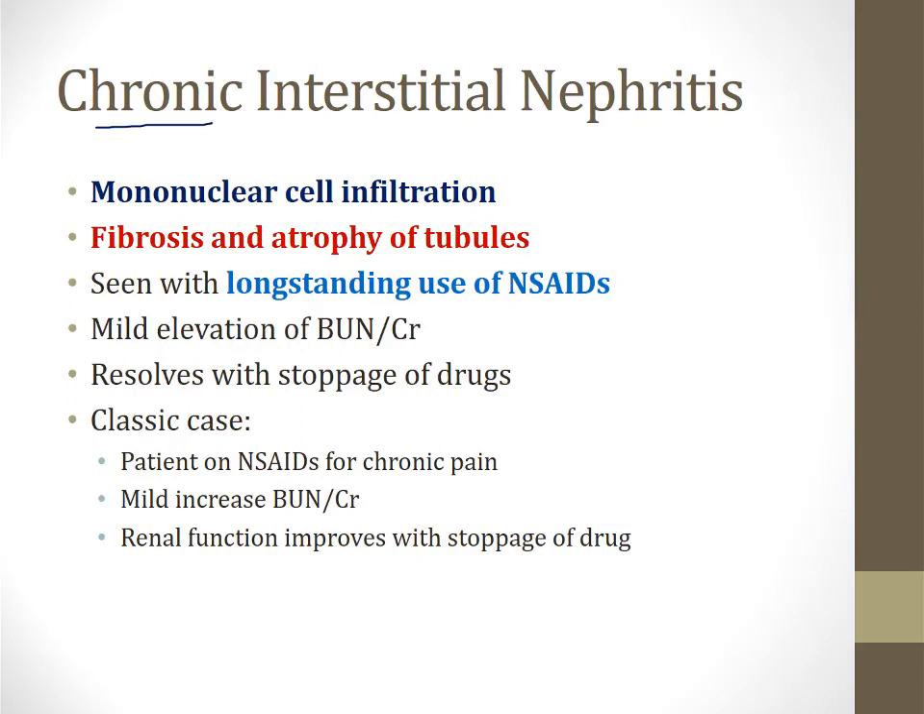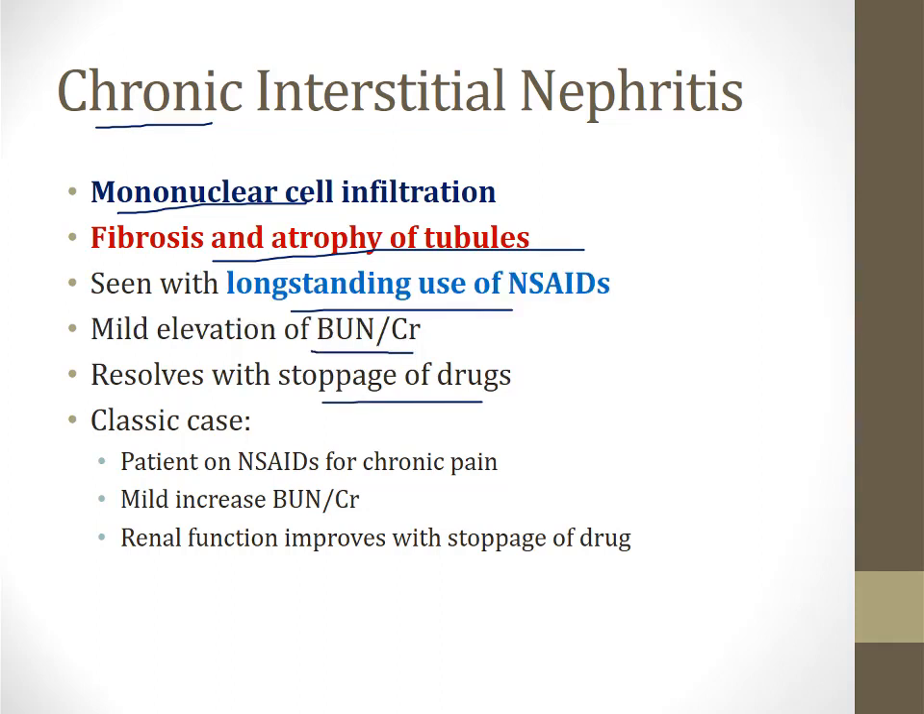There is a chronic form of interstitial nephritis. This involves mononuclear cells, and it leads to fibrosis and atrophy of the tubules. This is seen only among patients with long-standing use of high levels of nonsteroidal anti-inflammatory drugs. So in a board question, this is always going to be someone who's got some type of joint pain or other condition and takes lots of NSAIDs every day. There will be a mild elevation of the BUN and creatinine. It will resolve with stopping the drug.